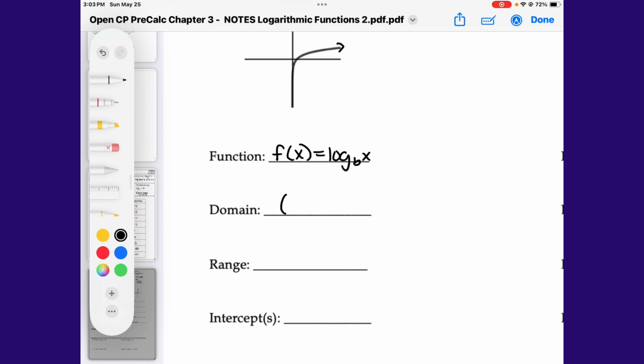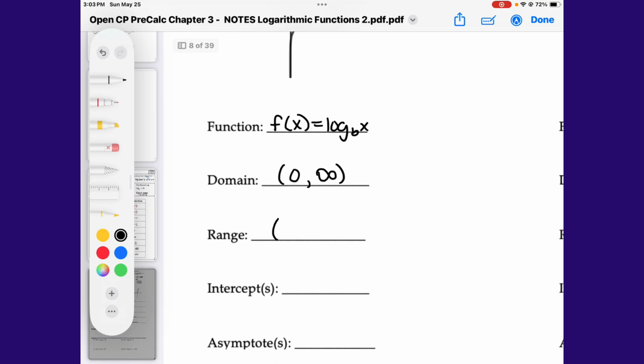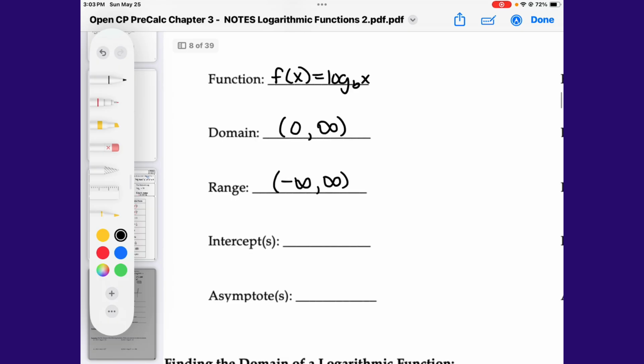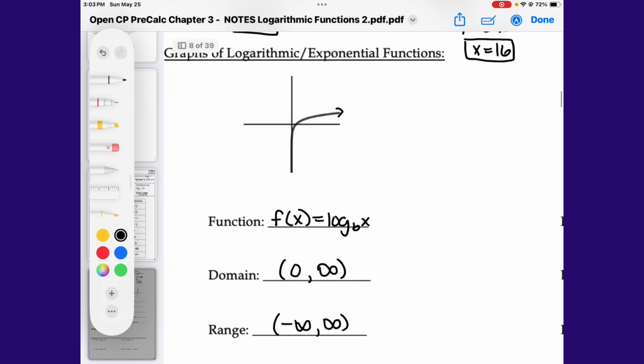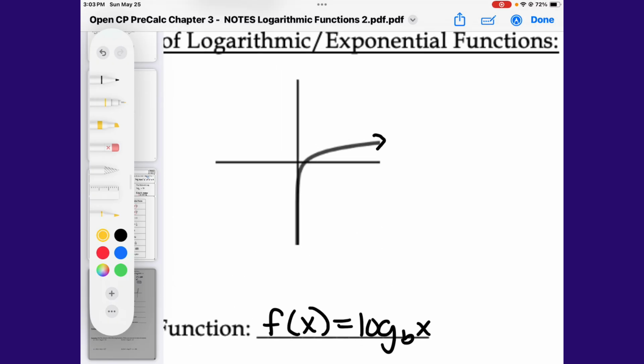Our domain, we are starting at 0, but we are not including 0. And then we're headed off to the right to positive infinity. The range, we're starting at negative infinity, and we're just going to keep going up, up, up. We don't go up very fast once we are into our positive numbers, but we are increasing nonetheless. We have one intercept where we go through the x-axis right here. We have one intercept, and that intercept is at the point (1, 0).